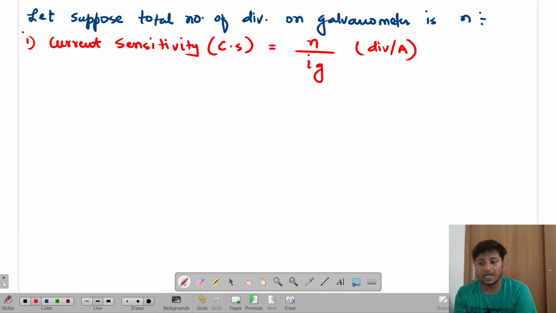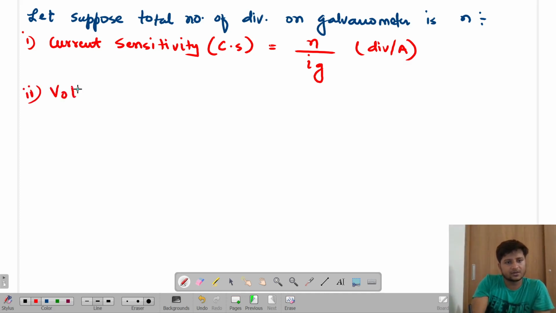So Ig is not total current. Ig is the max deflection current. First of all, you should understand what max deflection is and what total current is. There is nothing called total current over here; here it is max deflection. So for per division, how much current it can sense is called current sensitivity. The second thing is called voltage sensitivity, meaning for every deflection.